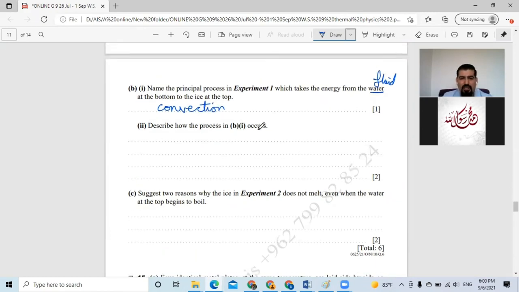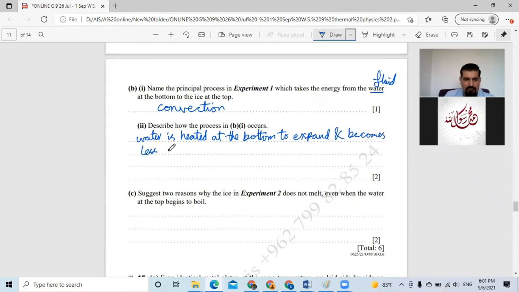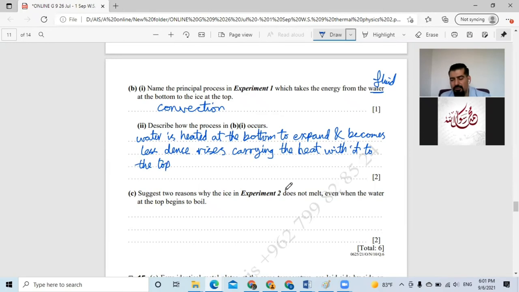Describe how the process occurs. What's happening? As we said here, water is heated at the bottom, expands, and becomes less dense. It rises, carrying the heat with it to the top. Okay, good. Nice. Next.